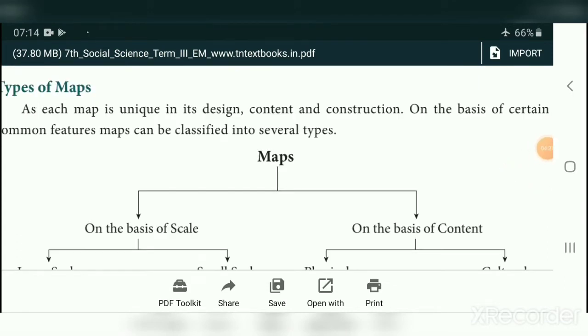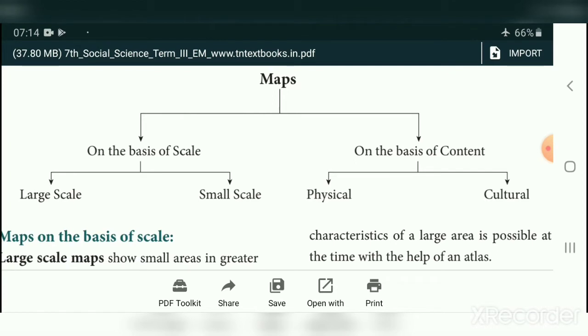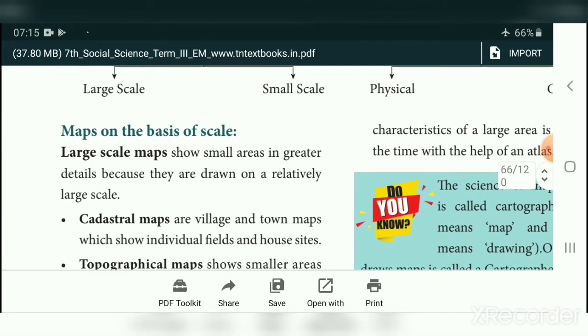Now we will see the types of maps, as each map is unique in its design, content and construction. On the basis of certain common features, we can classify maps into several types. We can divide maps into two bases: on the basis of scale and on the basis of content. On the basis of scale, it is again divided into two types, large scale map and small scale map. On the basis of content, it is divided into two, physical map and cultural map. Let me see one by one.